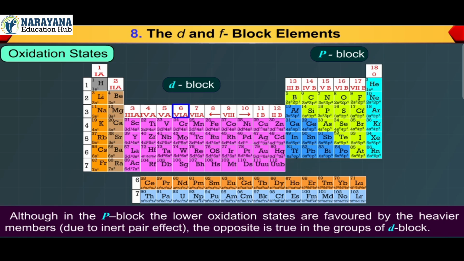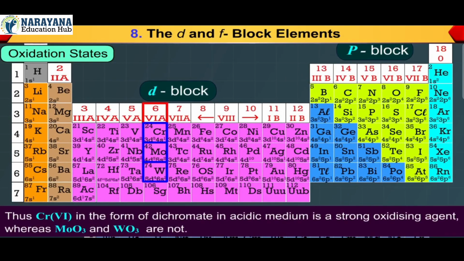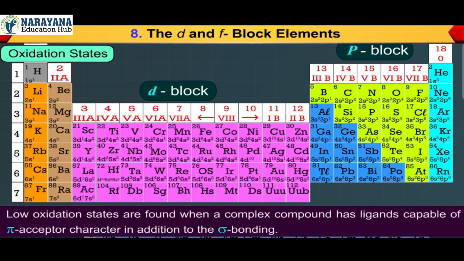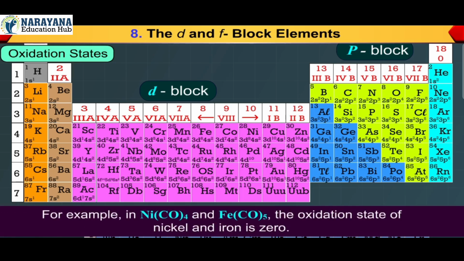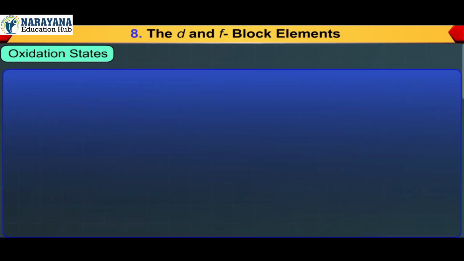For example, in group 6, Mo(VI) and W(VI) are found to be more stable than Cr(VI). Thus, Cr(VI) in the form of dichromate in acidic medium is a strong oxidizing agent, whereas MoO3 and WO3 are not. Low oxidation states are found when a complex compound has ligands capable of pi acceptor character in addition to sigma bonding. For example, in Ni(CO)4 and Fe(CO)5, the oxidation state of nickel and iron is 0.